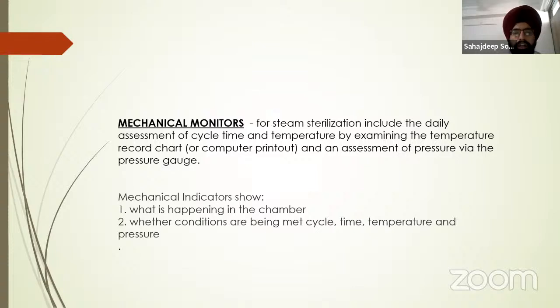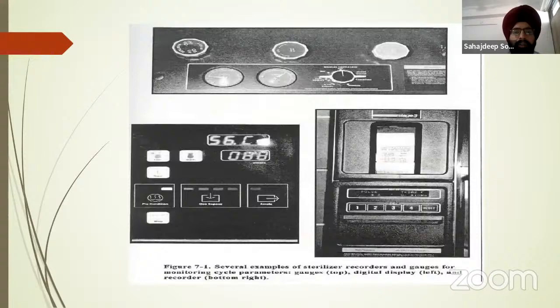Mechanical monitors are used basically for steam sterilization, and they include daily assessment of cycle time and temperature. These are done by recording the temperature charts and by pressure gauges, which assess the pressure of the sterilizer. Mechanical indicators show what is happening in the chamber and whether the required cycle time and temperature conditions are being met. This is the image. The upper one is the pressure gauge of an autoclave, which indicates whether the required pressure is achieved or not. The left-hand image shows the temperature being achieved in the cycle, and then there is a recorder which records all the cycle time and duration.